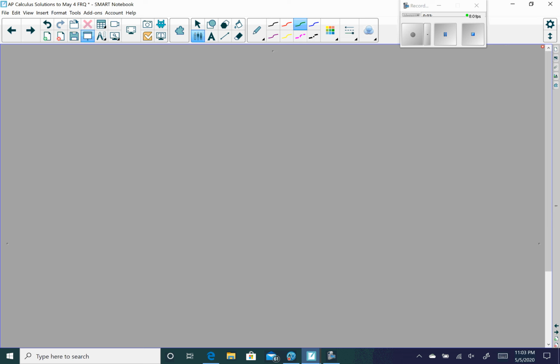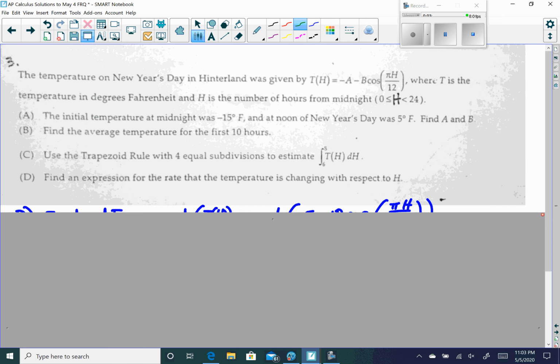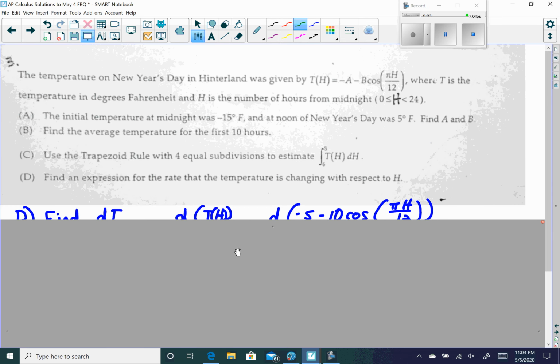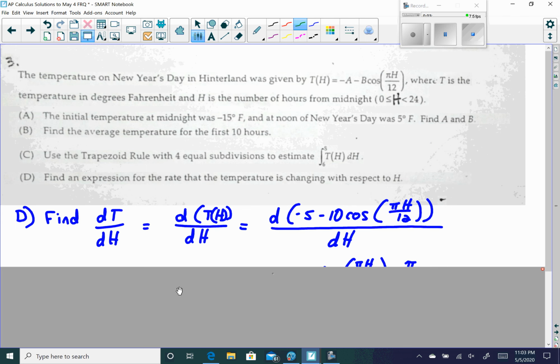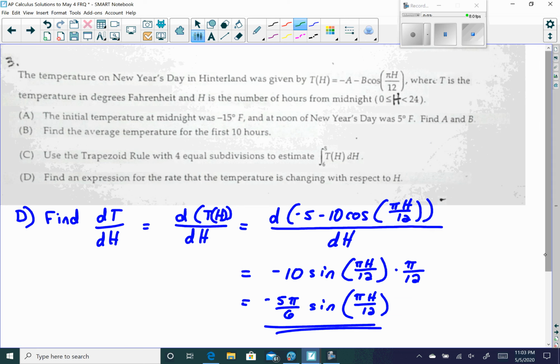And now for D, we had to find an expression for the rate that the temperature is changing with respect to h. So this is just to take the derivative of T of h. Now normally we're used to doing this with dy over dx. Well, in this case, h is the hours, so that is the time. And all we have to do is take the derivative. We really don't need a calculator for this.